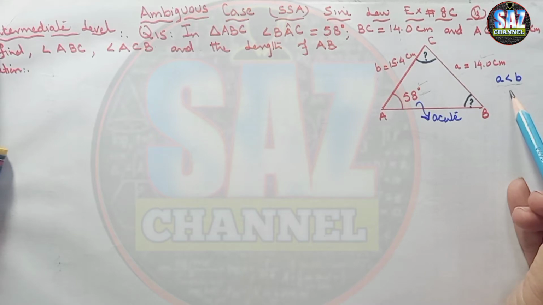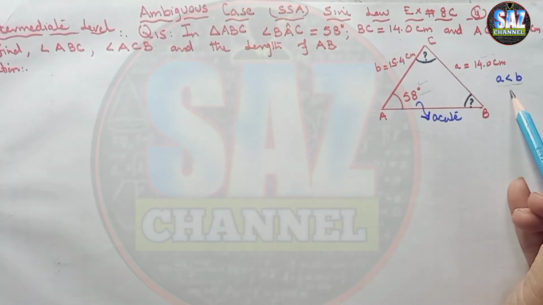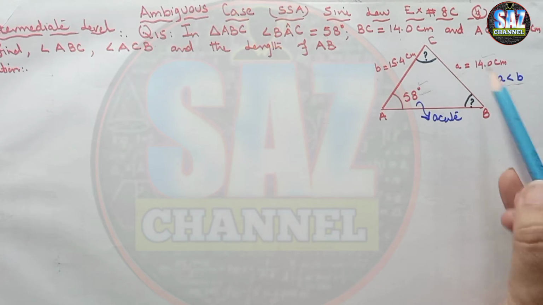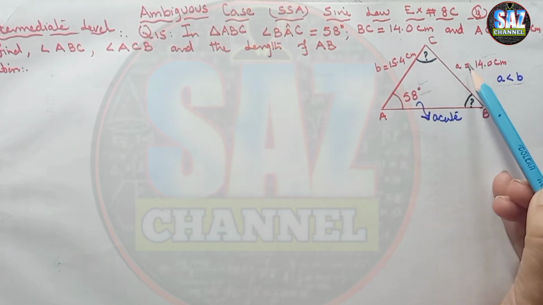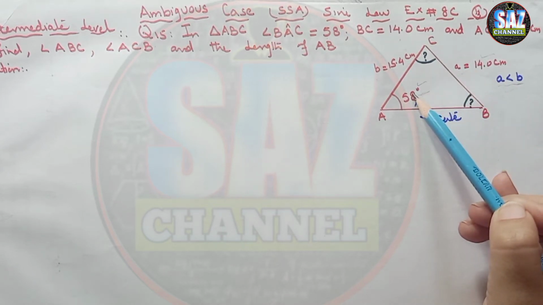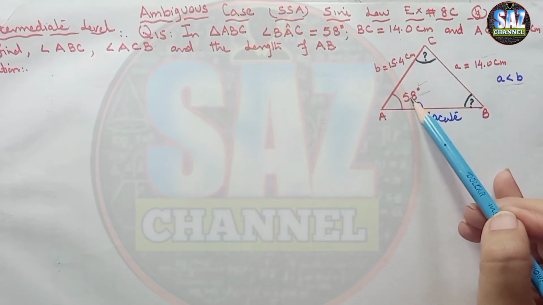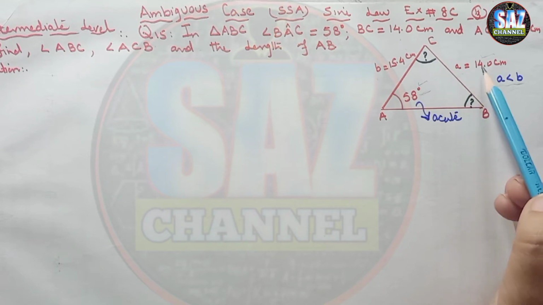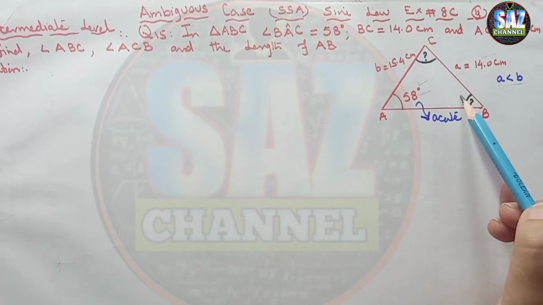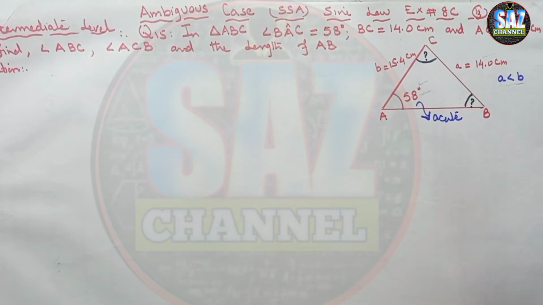Now how to find those two sets of solutions? First of all, we can see that we are given one side and the corresponding angle, and we are given the second side. So with the help of this information, we will be applying the sine law, and first of all we have to find the value of angle B. So let's move to the solution of the question and recall what the sine law is.